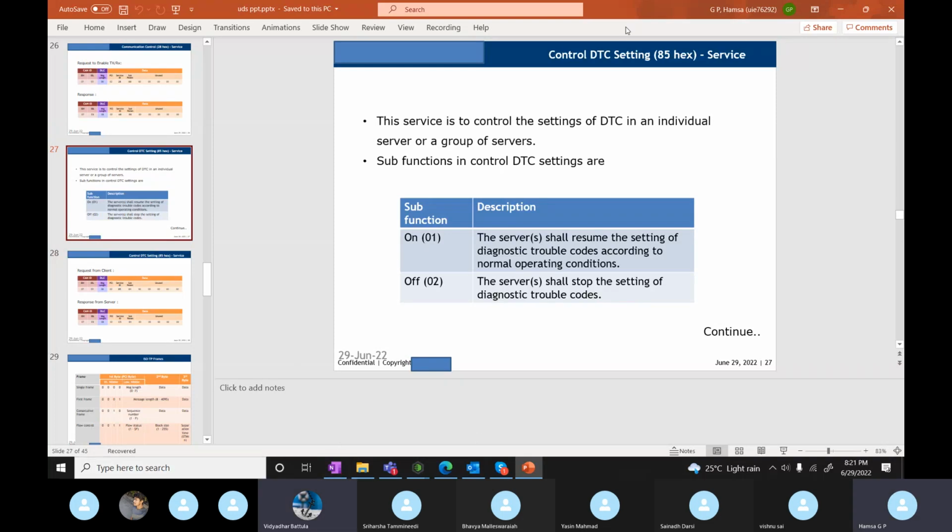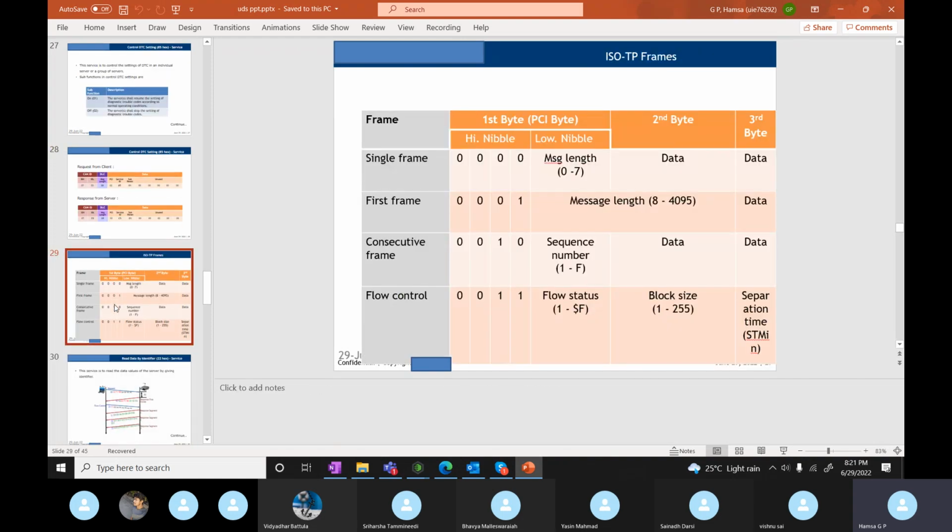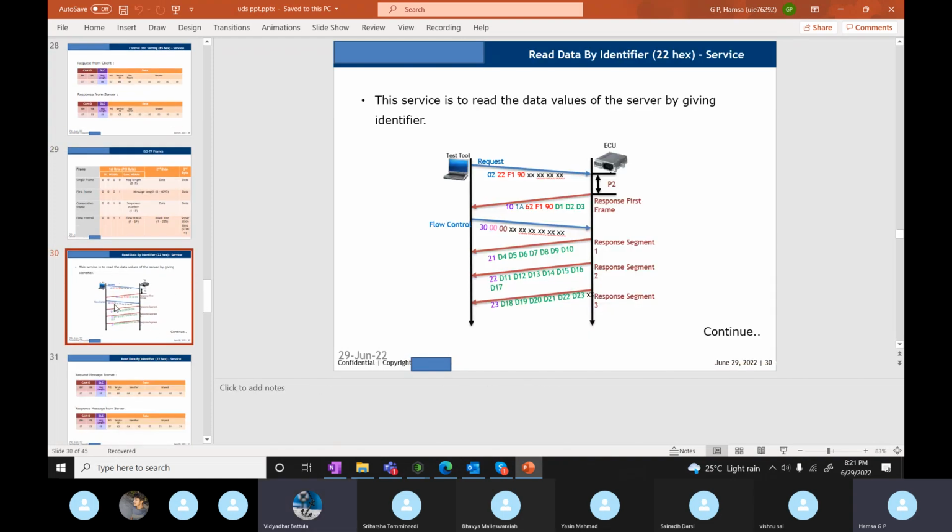To understand the 85 service, first I want to explain the service 19. But before going to service 19, I'll finish off service 22.